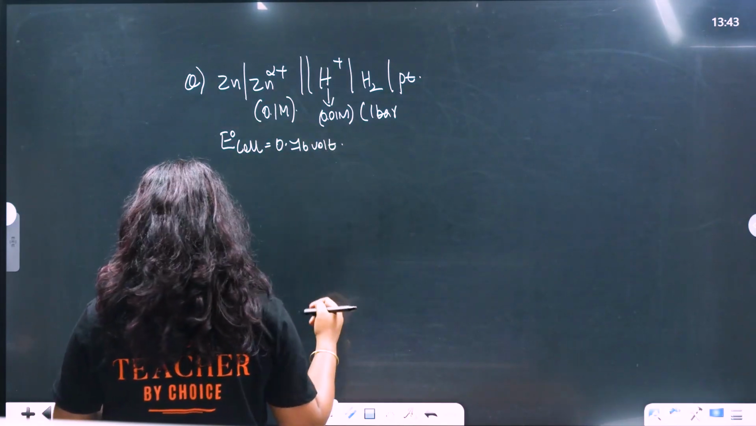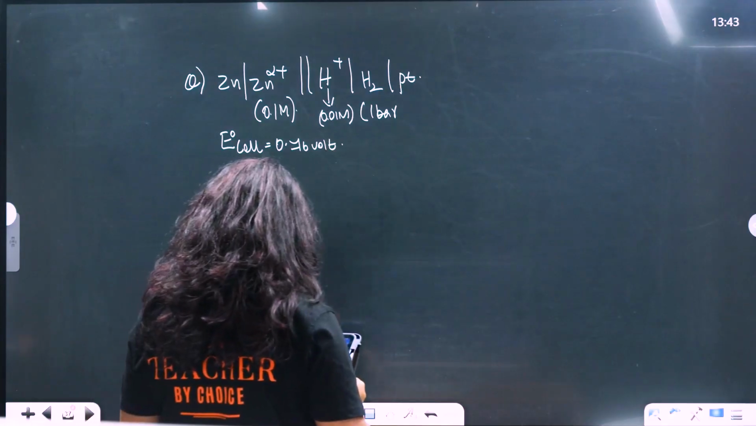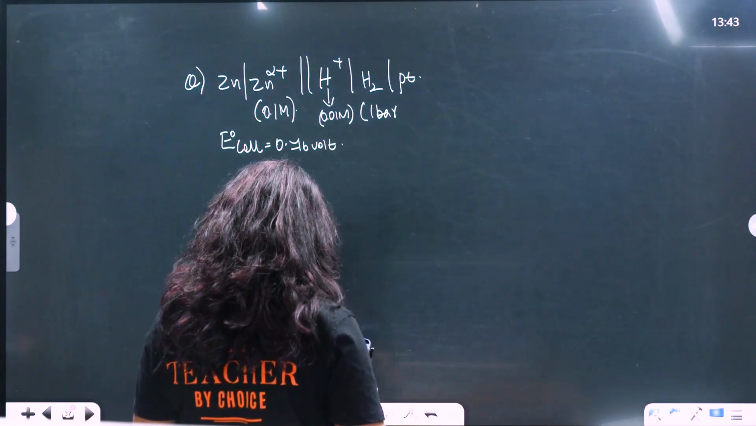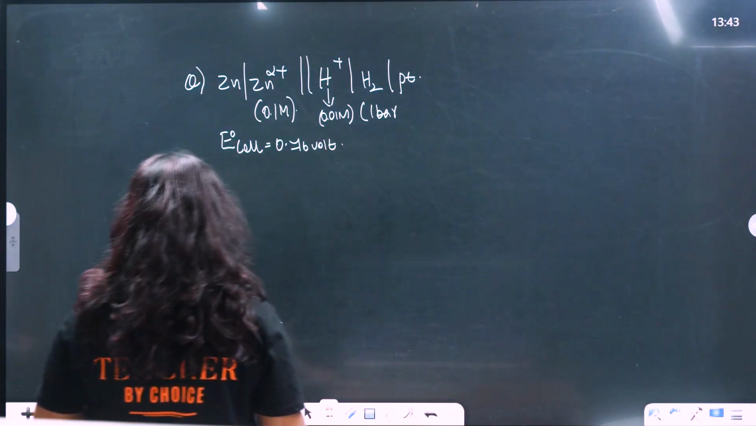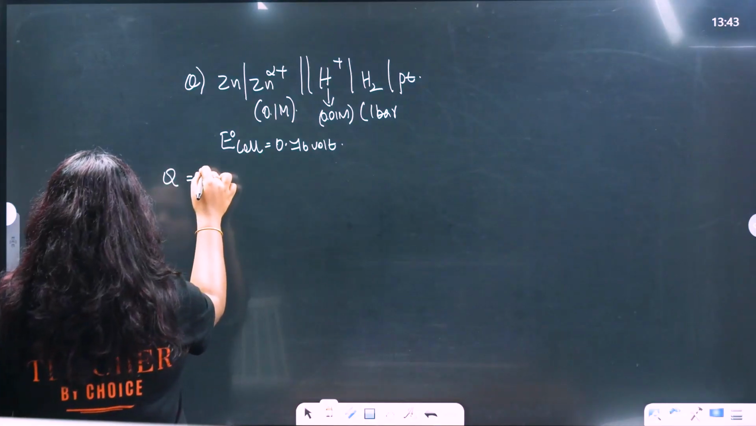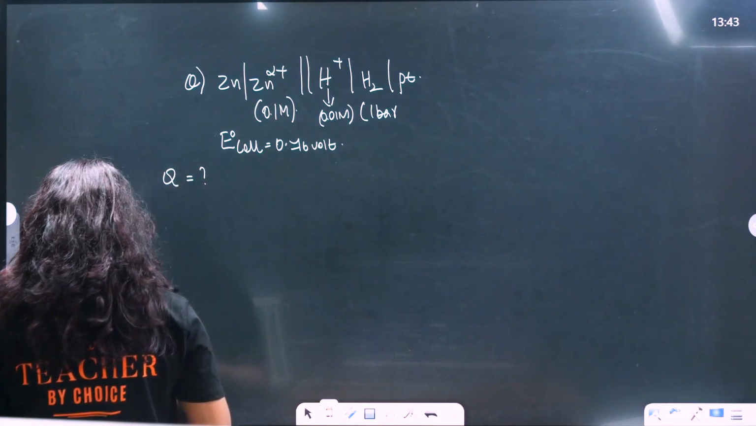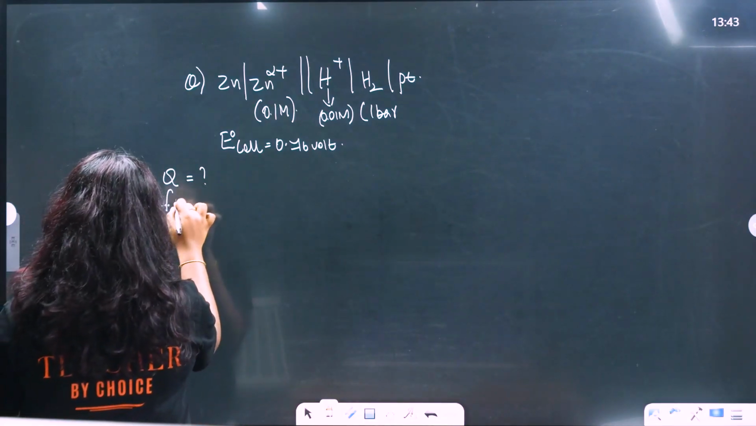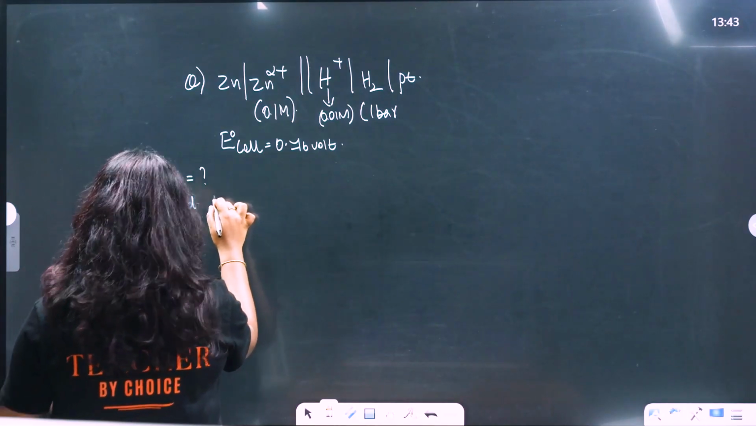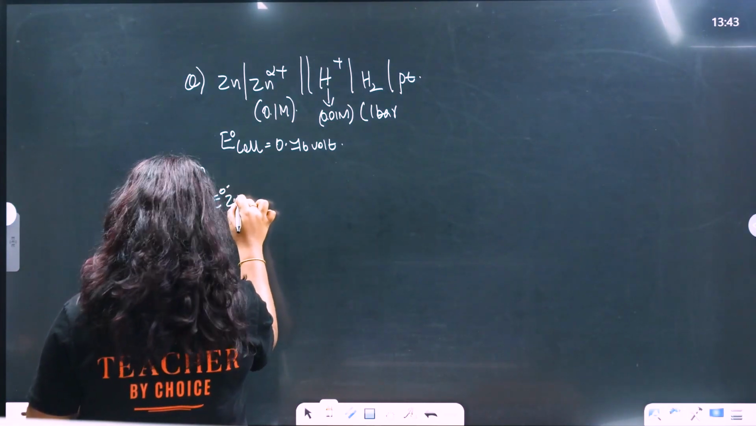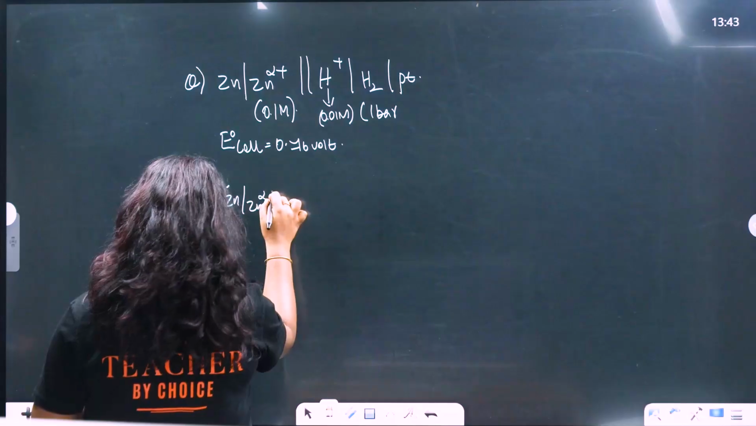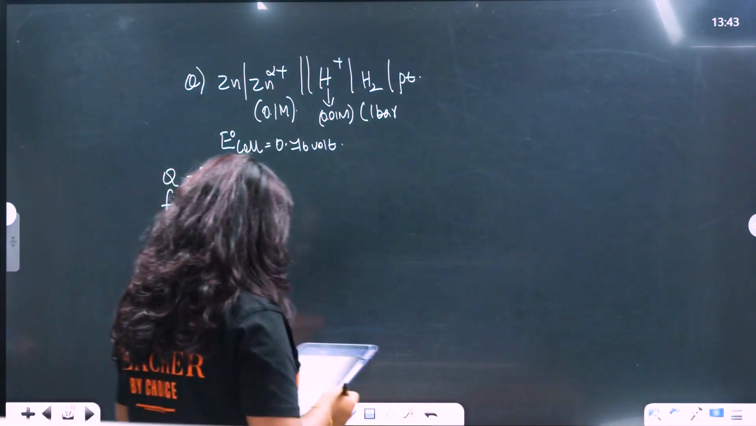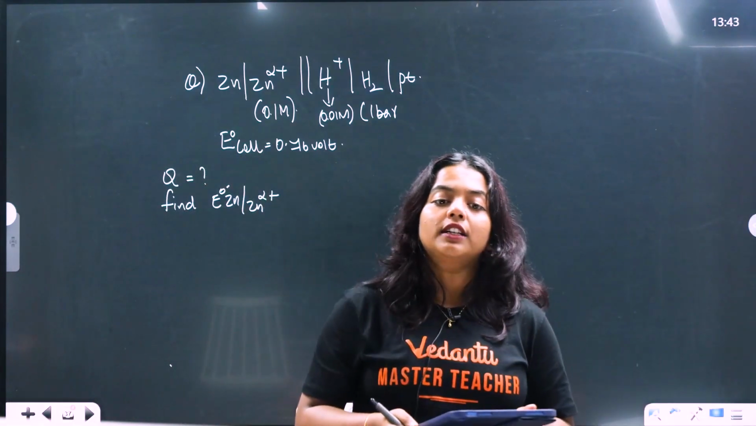The first question, you are supposed to find out the Q. Then find E naught of Zn bar Zn2 plus. So these are the two questions. So first of all, find the Q here.